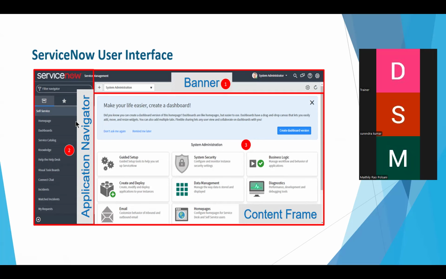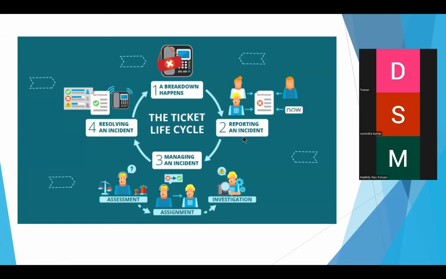the application navigator is where all our applications will be. And then this is the content frame where the content will be displayed. Suppose if I open some incident or some problem, all the content will be displayed here.